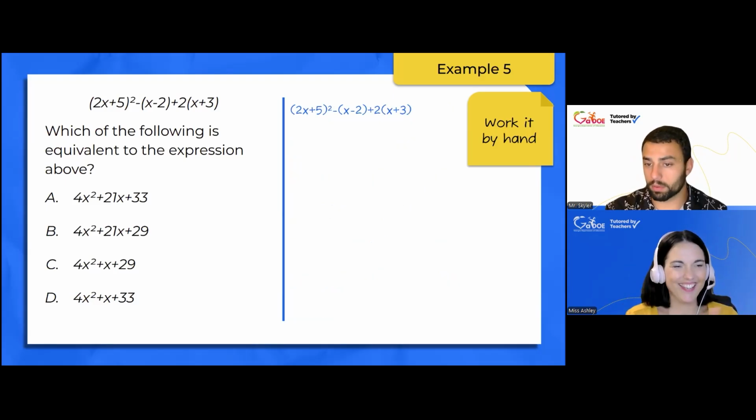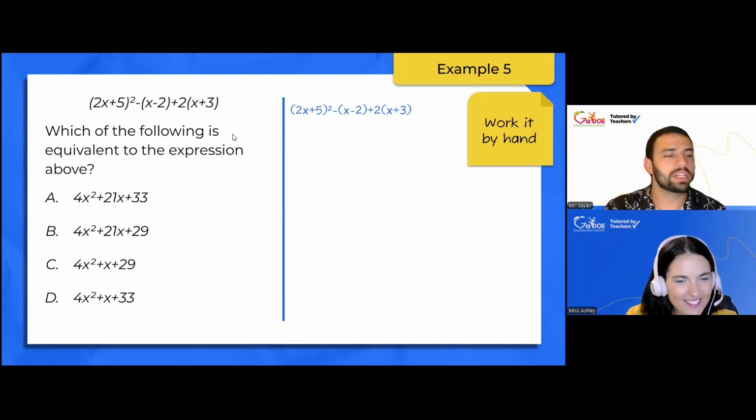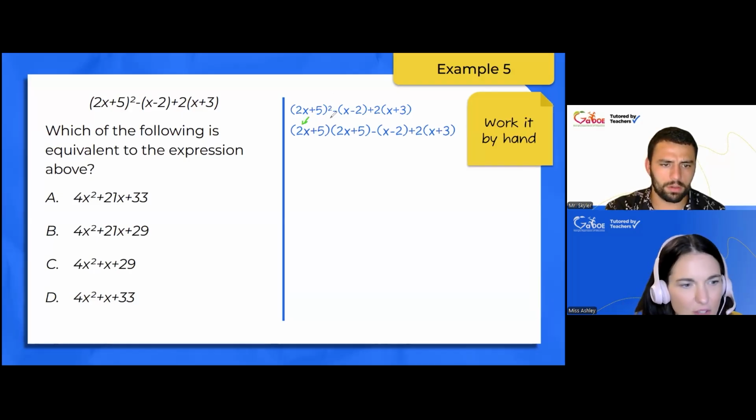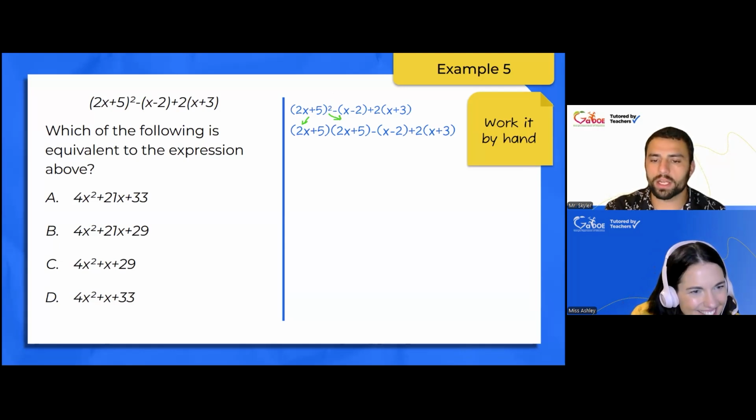Now, anytime you're working a problem out by hand, you should start by writing out the problem. Write out the original problem, double, triple check that you wrote it out exactly the same way that they had it on the problem when they gave it to you. Now, I have this exponent to the second power. What does to the second power mean again, Miss Ashley? The second power means that you are going to square it. Oh, I'm going to square it. And squaring is when you multiply something times itself. So if I multiply something times itself, that means everything in that parentheses.